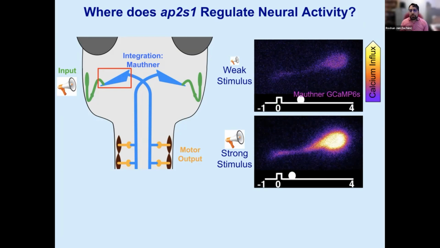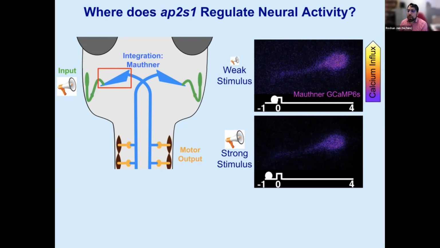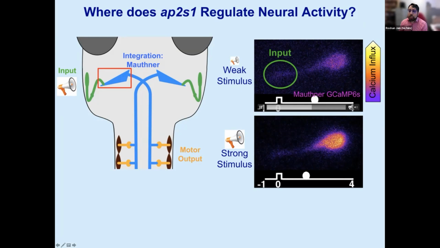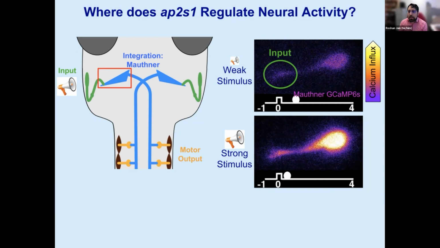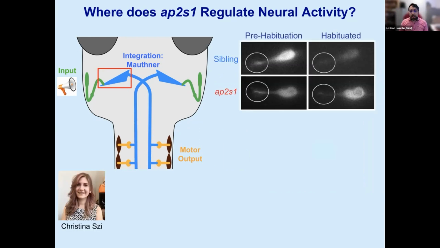So we were interested to look at this in our AP2S1 mutants to try and figure out whether there might be a change in the input to that Meissner neuron from the auditory nerve, and also whether there was a change in the activation pattern of the Meissner neuron. And so Christina looked at these, and what she found is that by separating out those two areas, we can see that after habituation, the siblings are no longer firing the Meissner neuron, but the AP2S1 mutants, as expected, are firing the Meissner neuron regularly, and that behaviorally matches with what we observe.